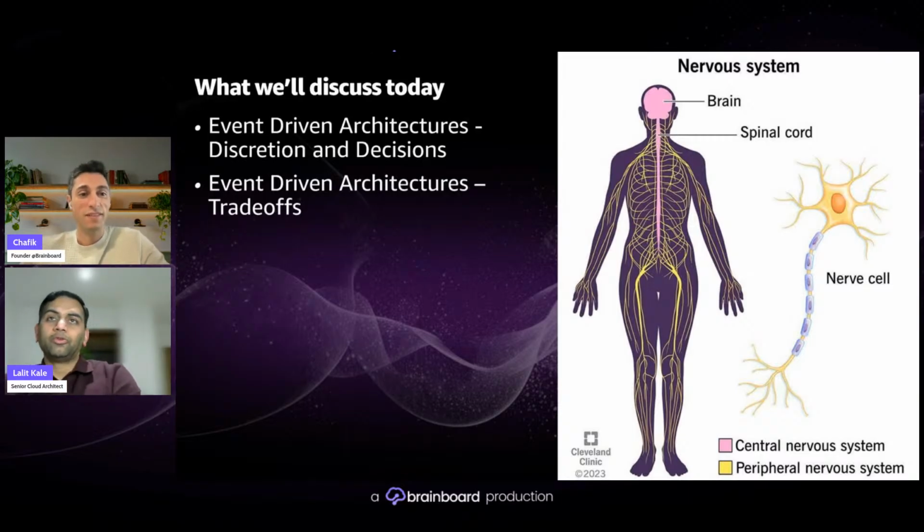So what we will discuss today is, I want us to have a discussion and probably even some sort of agreement upon two things. One is, this session is really about discretion, what you should be thinking of when you're trying to take architectural decisions with respect to event-driven architectures and serverless. And also, everything comes with trade-offs, which means pros and cons, benefits and disadvantages.